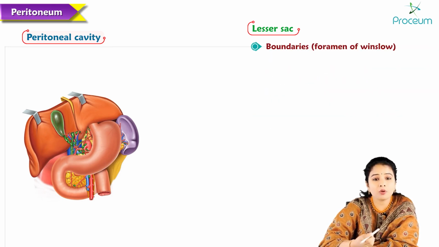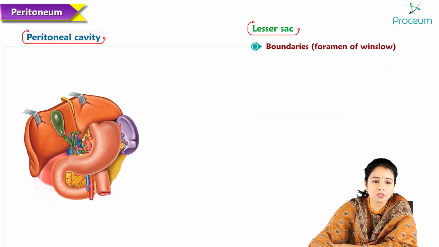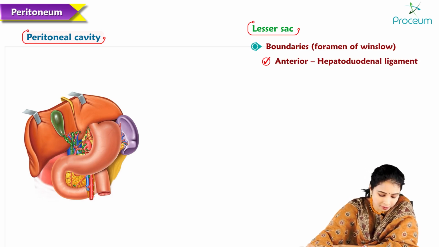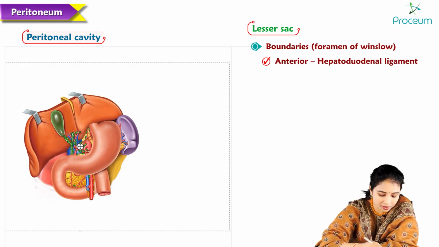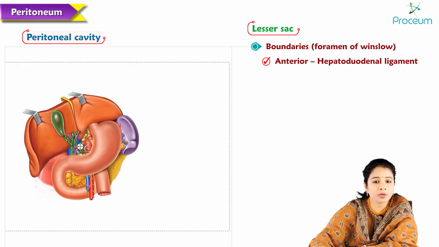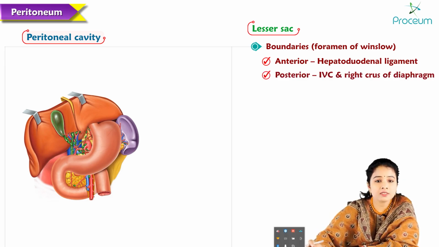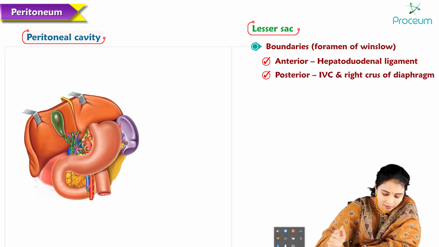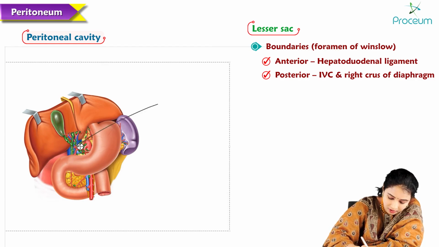So let's see the boundaries of the foramen of Winslow. Anteriorly, it is bounded by the hepatoduodenal ligament. Here the hepatoduodenal ligament, which is a part of the lesser omentum, is removed. Posteriorly we can see the inferior vena cava. So this blue color structure is the inferior vena cava.